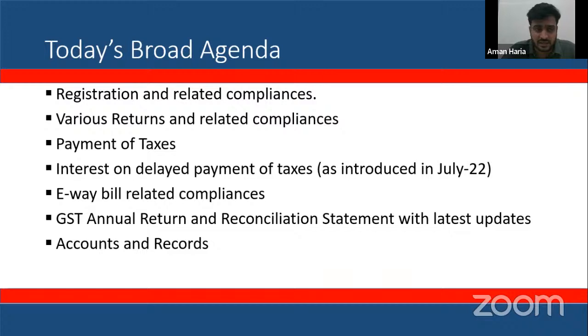We'll also discuss e-way bill related compliances. We'll discuss annual return and reconciliation statements. We'll also take up the recent changes that have been introduced specifically for FY 21-22. We'll also discuss a little more about accounts and records which are required to be maintained under GST.